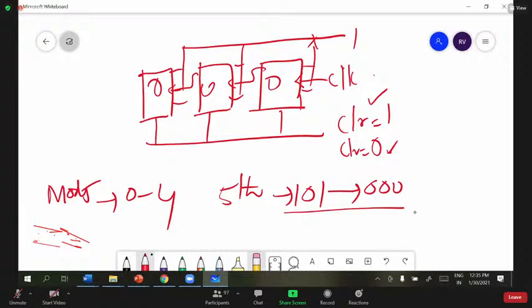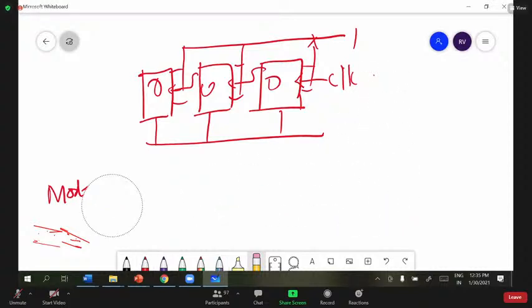Here also, by using one external arrangement, simply I connected one OR gate. In a different mode also we can connect actually, but for understanding purposes, I am using one OR gate here. Just draw one simple OR gate.